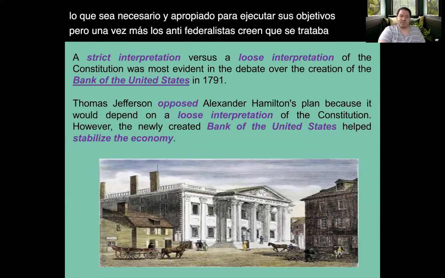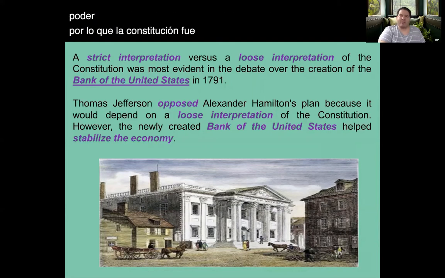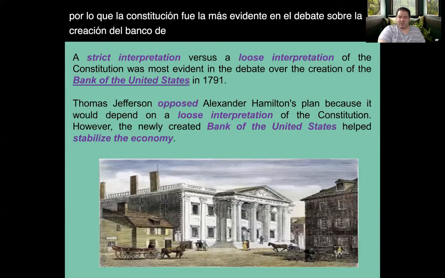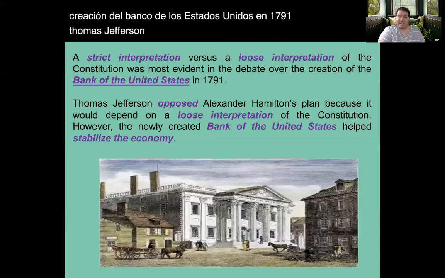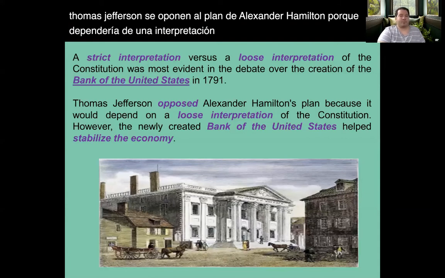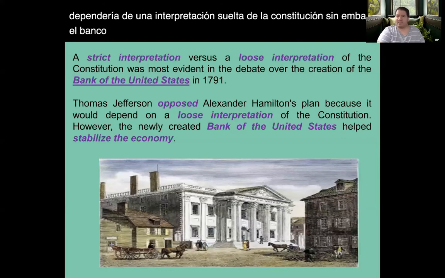So the difference was most evident in the debate over the creation of the Bank of the United States in 1791. Thomas Jefferson opposed Alexander Hamilton's plan because it would depend on a loose interpretation of the Constitution. However, the newly created Bank of the United States helped to stabilize the economy.